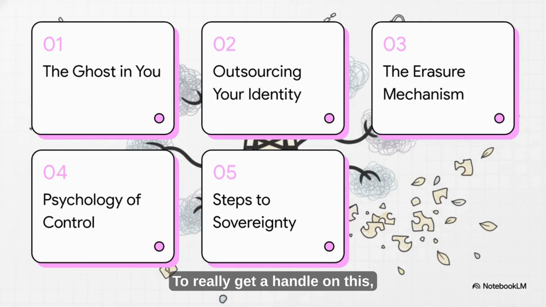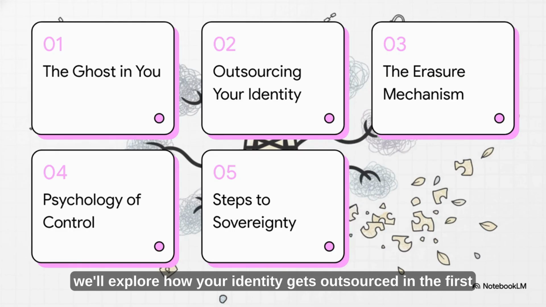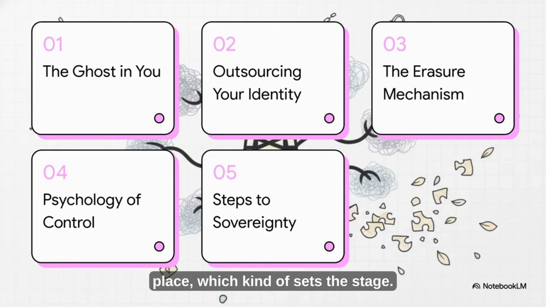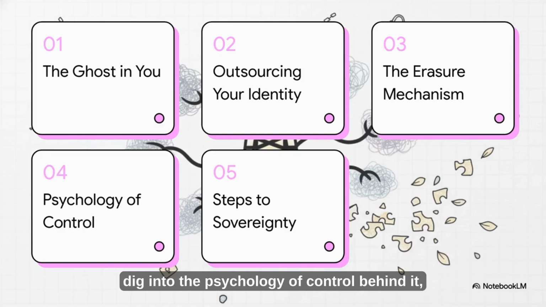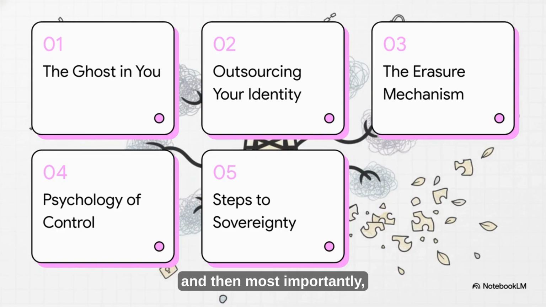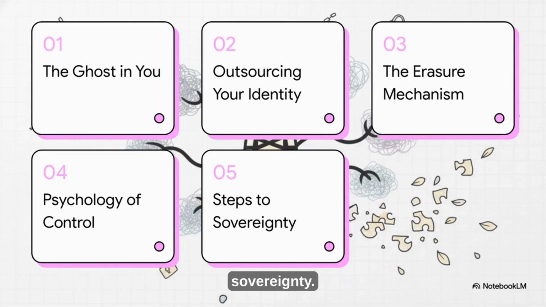To really get a handle on this, we're going to move through 5 key sections. First, we'll explore how your identity gets outsourced in the first place, which kind of sets the stage. Then, we'll look at the specific mechanism that makes it all happen, dig into the psychology of control behind it, and then, most importantly, walk through the actual steps to reclaim your personal sovereignty.